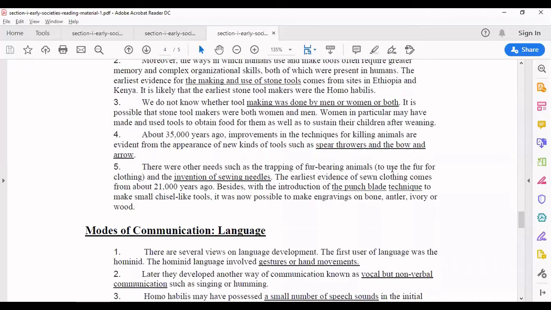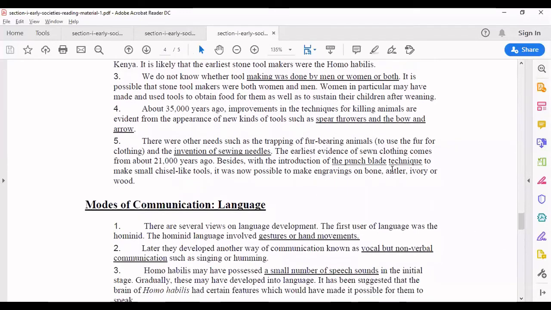It is likely that the earliest stone tool makers were Homo habilis. Now, we are not sure if the tool making was done by men or women or both. But it is possible that the stone tool makers were both men and women. Women particularly may have had to make tools to obtain food, especially for their children after weaning. How will she provide food to the children? So she may have made tools then.